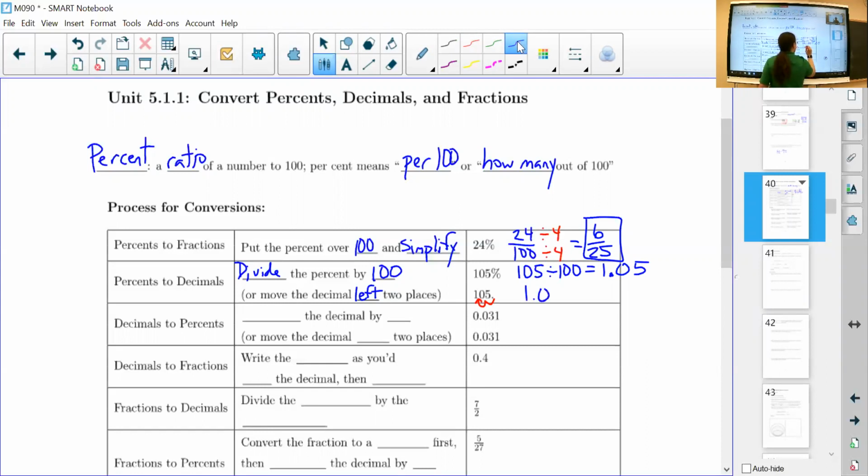And 105, if I scoot that decimal point over 2 places to the left, that takes me to 1.05. I do want to see your work one way or the other. I don't care if you show me the little arrows or if you show me 105 divided by 100, but I do want to see your work there.